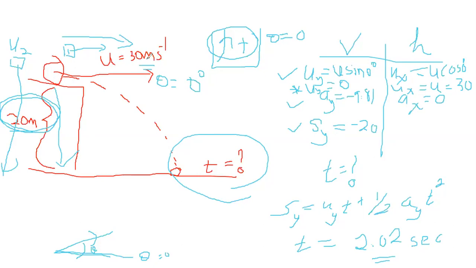So something launched at 30 meters per second from 20 meter height of a building, let's say a car or something, falling down while horizontally launched at 30 meters per second. It's going to reach the ground 2.02 seconds later without air resistance.